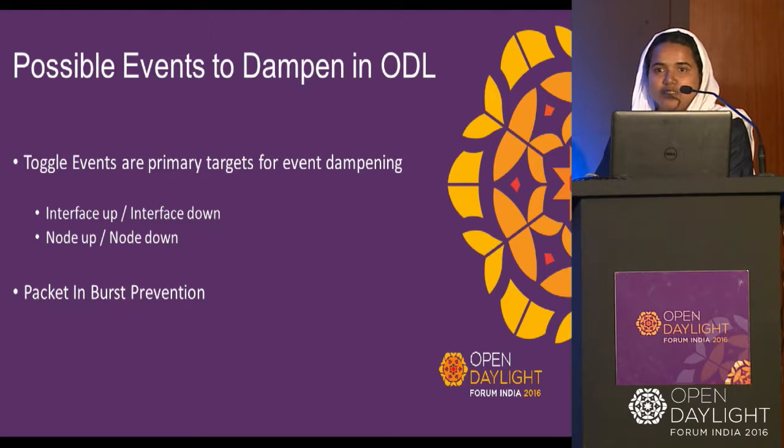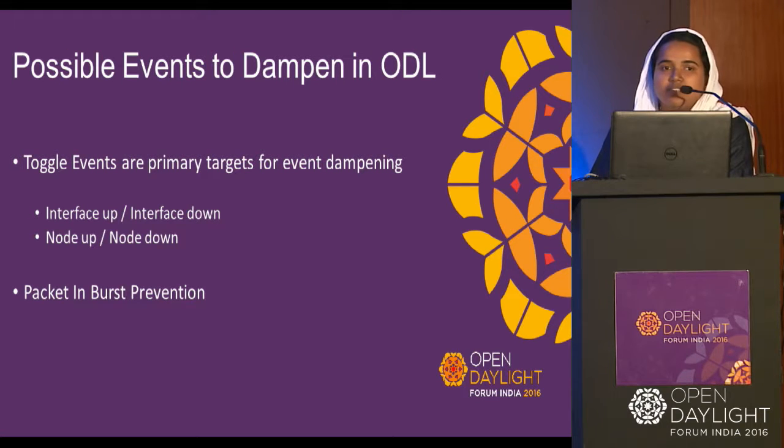Initially we thought of doing something at the OpenFlow plugin level, so let us dampen it there. Then, some of the applications, for example the interface manager, listen on both inventory and topology models. So we need both the OpenFlow plugin and the OVSDB plugin. We wanted to come up with a generic framework which can be used anywhere, either at the interface manager level or at the plugin level. If the OVSDB plugin wants to use it, let them use it. If the OpenFlow plugin wants, let them use it. So we wanted some framework like that.